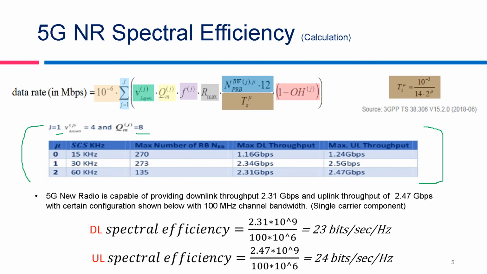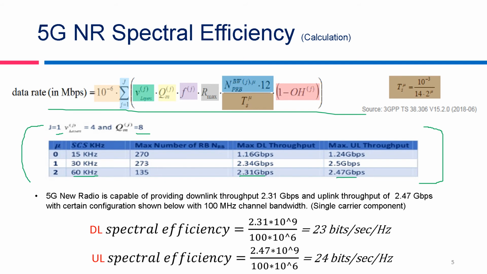So these throughput numbers shown in the table are calculated using this particular formula, and this formula is taken from 3GPP specification 38.306 version 15. For my calculation, I will be taking this 60 kilohertz subcarrier spacing, where we can achieve maximum downlink throughput as 2.31 Gbps and 2.47 Gbps in uplink.